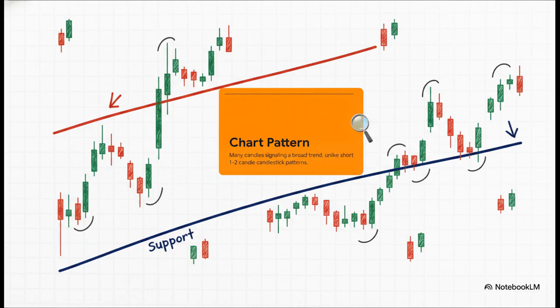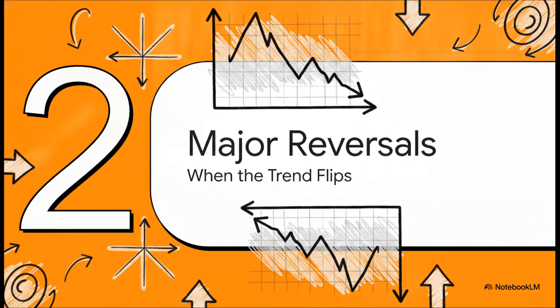Throughout this explainer, we're going to anchor all of these patterns using two critical lines that are driven entirely by human psychology. First up is support. Think of this as the floor. It's where buyers eagerly step in because they think the price is an absolute steal. And second is resistance, which is the ceiling. That's where sellers start to panic, take their profits, and push the price right back down.